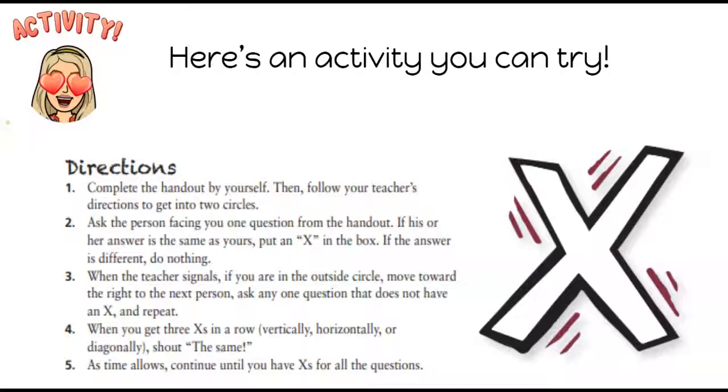If his or her answer is the same as yours, put an X in the box. If it's different, do nothing. When the teacher signals, if you're in an outside circle, move toward the right to the next person and ask one question that does not have an X, and repeat. When you get 3 X's in a row, vertically, horizontally, or diagonally, shout the same. As time allows, continue until you have X's for all the questions.